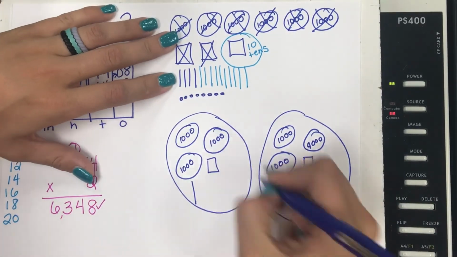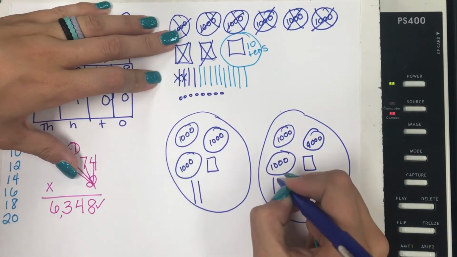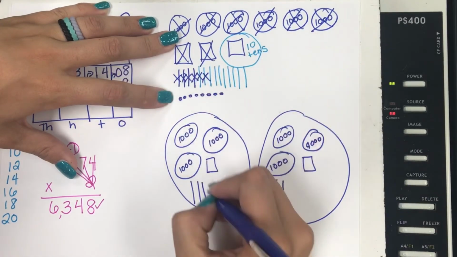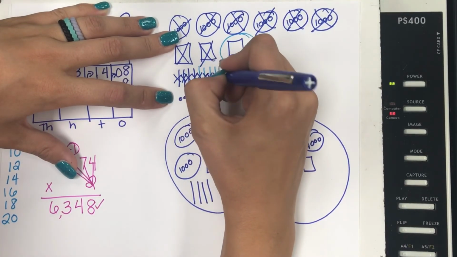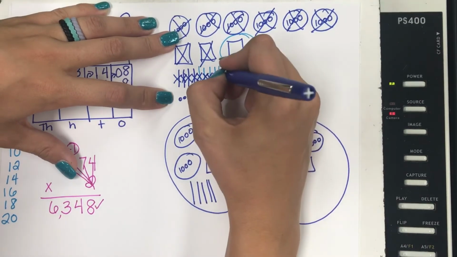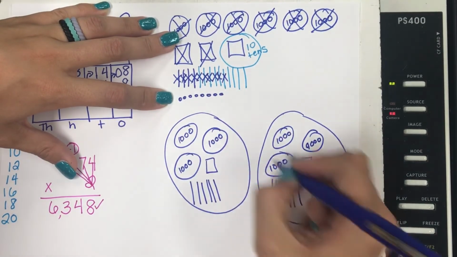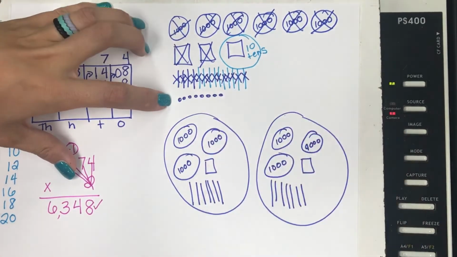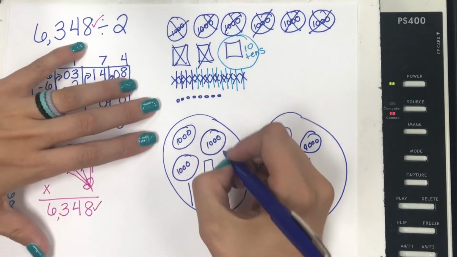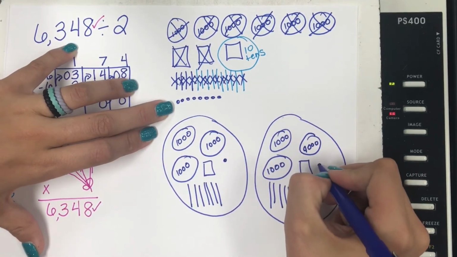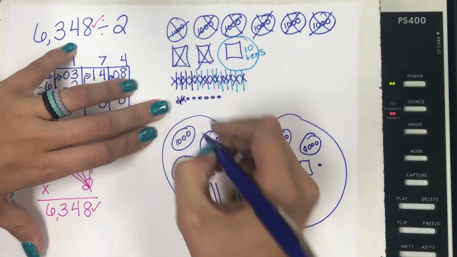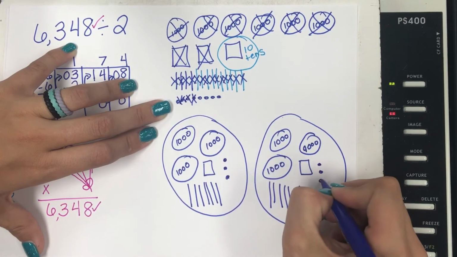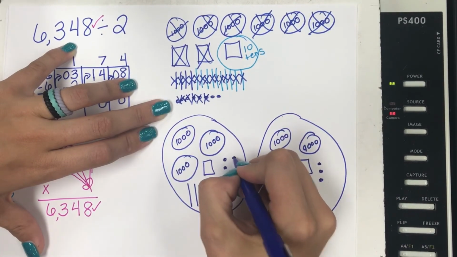So 1, 2, 3, 4, 5, 6, 7, 8, 9, 10, 11, 12, 13, 14. I got 14, and then I'm going to put my 1s in there. 1, 2, 3, 4, 5, 6, 7, 8.